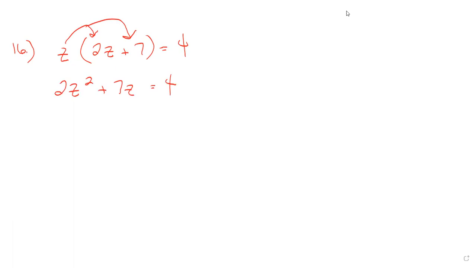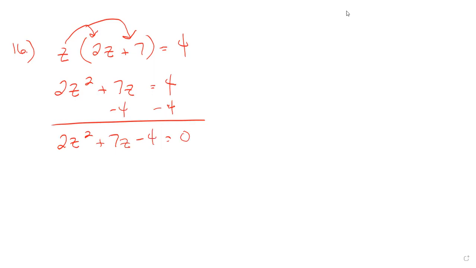So again, number 1, it needs to be equal to 0. I'm going to subtract 4 from both sides. And we're left with 2z squared plus 7z minus 4 equals 0. Okay. Now I know I need to factor again because my highest exponent is a 2. I created a 2 when I had the z times 2z plus 7.